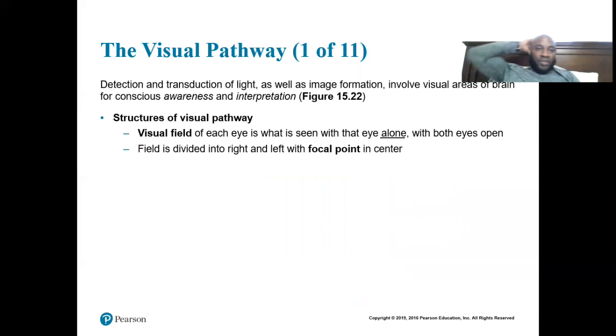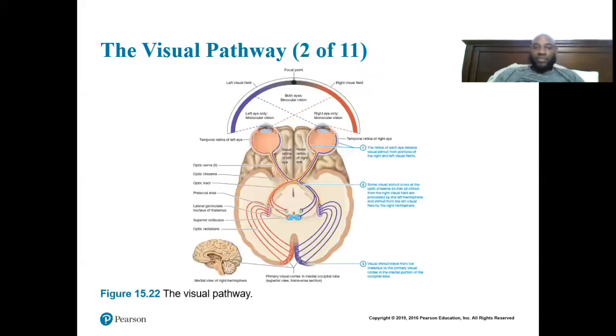All right, so what is the pathway? Detection and transduction of light. We spent a lot of time on the eye, so we'll go through this quickly. We have the visual field of each eye. The amount that each eye can see is divided into right and left with a focal point in the center. Notice if I look at something, I don't see two doors, even though I have two eyes. So I have a focal point in the center. But I can see something with my right eye and my left eye if I close one or the other.